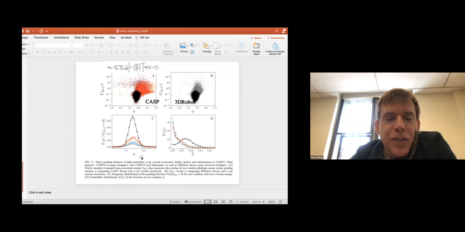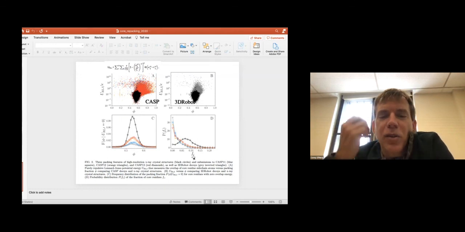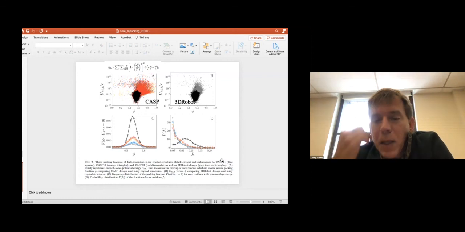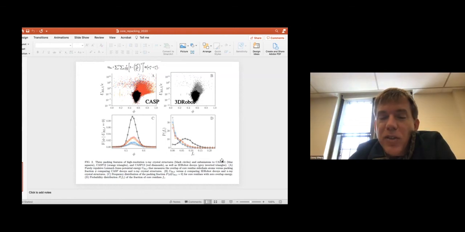So the other feature that you can use to assess, or at least one other, is in panel D. Panel D is the fraction of core residues in an experimental structure or in a model. And the experimental data are these circles with the black outline. And so what you see is that there's a peak around 7 or 8%. So 7 or 8% of globular proteins are core residues.